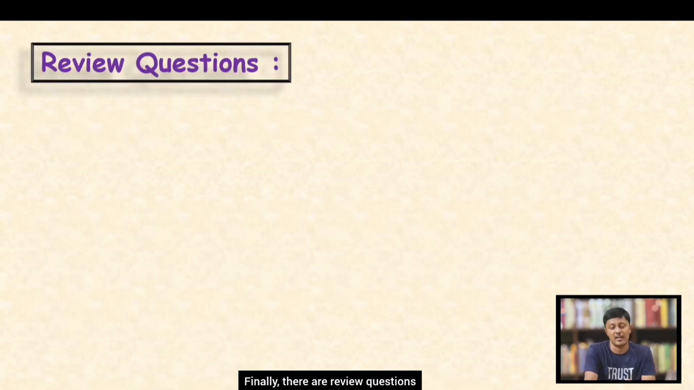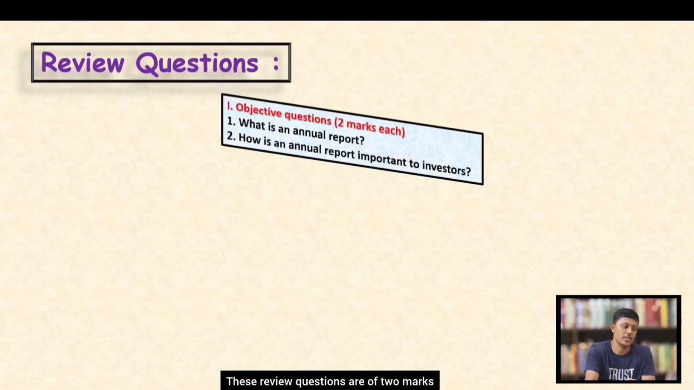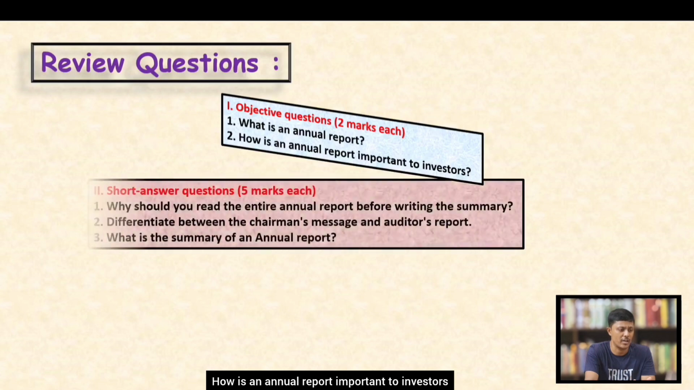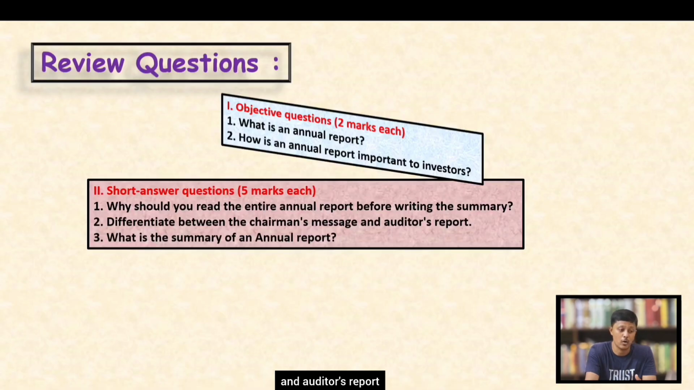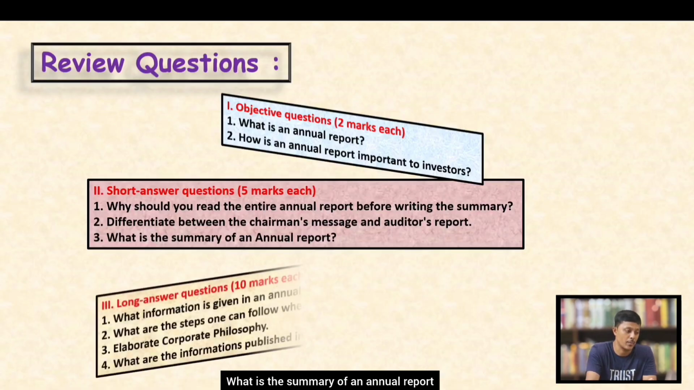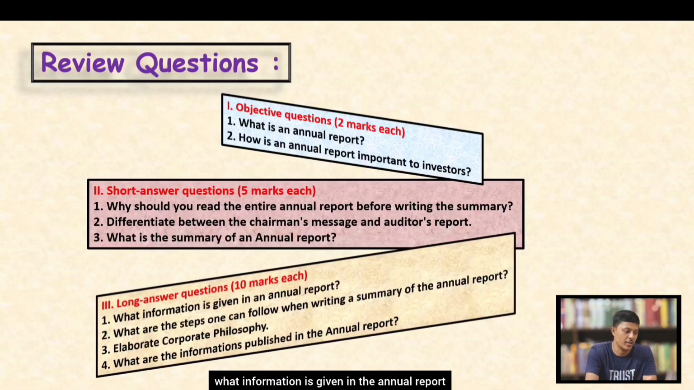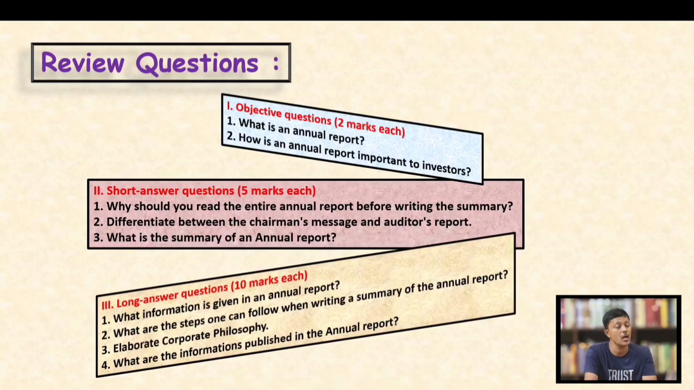Finally, there are review questions. These review questions are of 2 marks. What is an annual report? How is an annual report important to investors? Of 5 marks: why should you read the entire annual report before writing the summary? Differentiate between the chairman's message and the auditor's report. What is the summary of an annual report? And of 10 marks: what information is given in the annual report? What are the steps one can follow when writing a summary of the annual report? Elaborate corporate philosophy. What are the information published in the annual report? These are the questions that you can easily find through the slides or through the video.